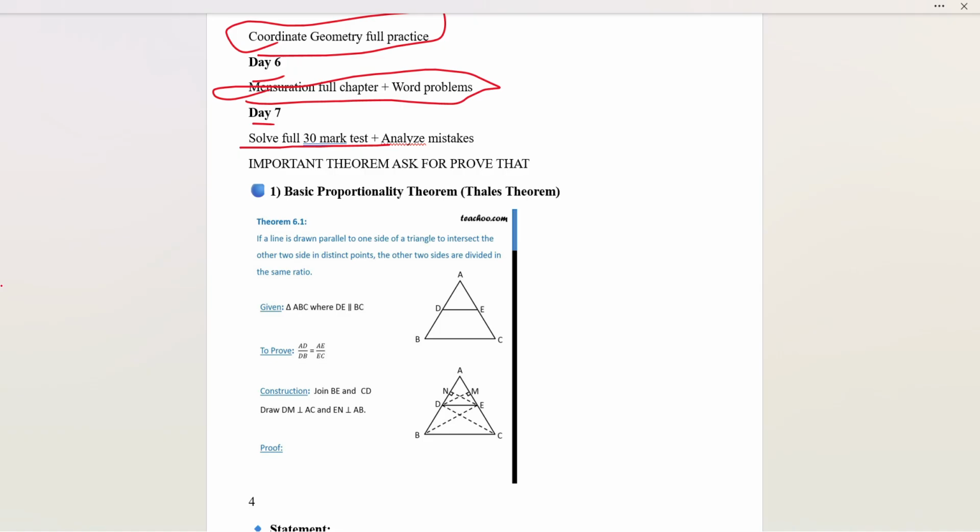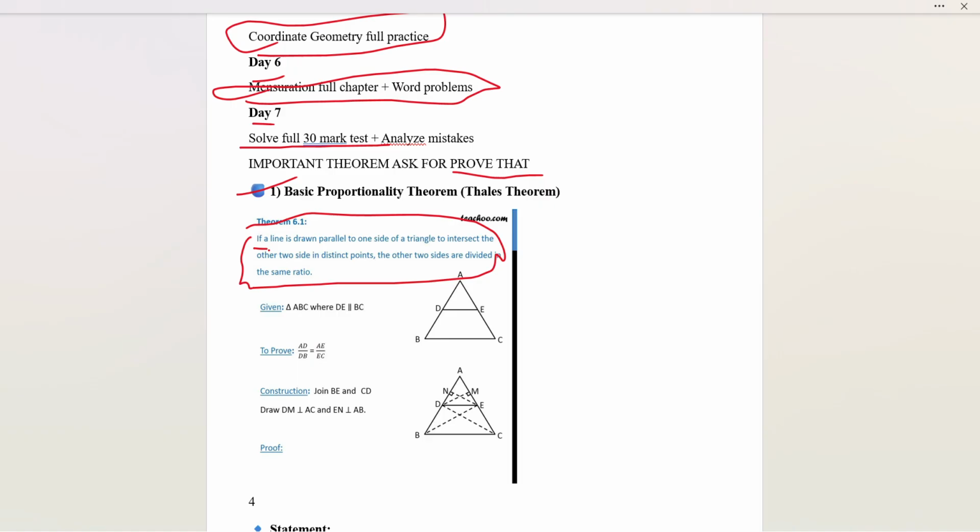Next are the important theorems asked to prove. First is the BPT theorem. Here you can see they don't ask directly, you can prove the BPT theorem. They give you one line: if a line is drawn parallel to one side of a triangle to intersect the other two sides in distinct points, then the other two sides are divided in the same ratio.